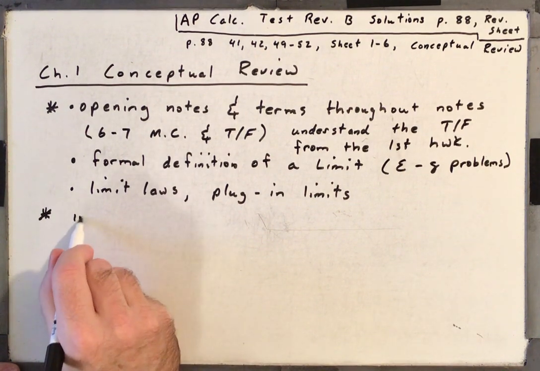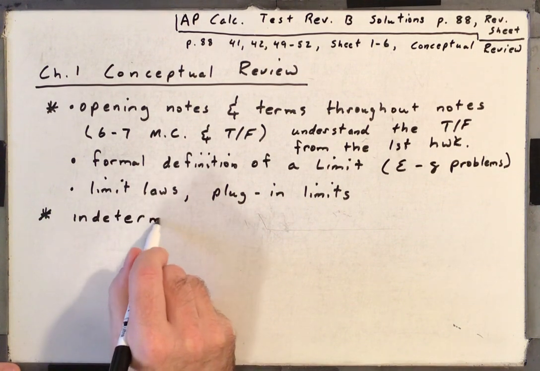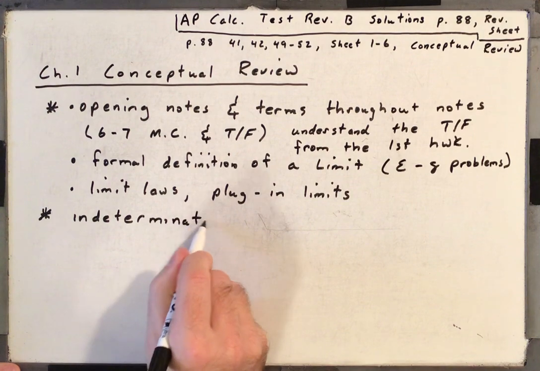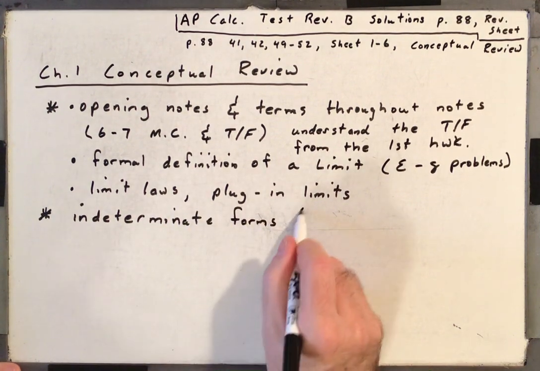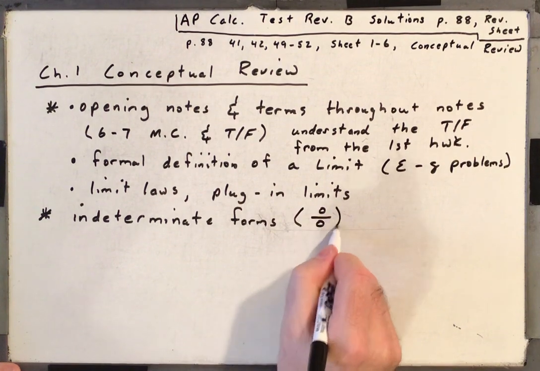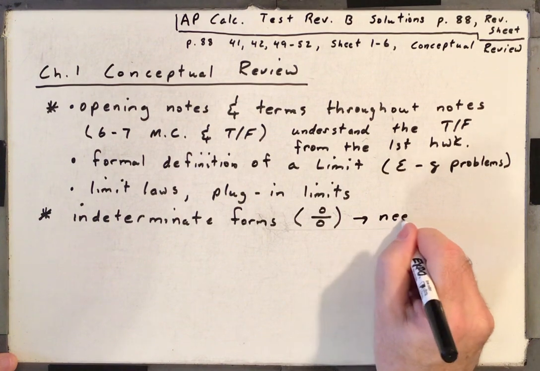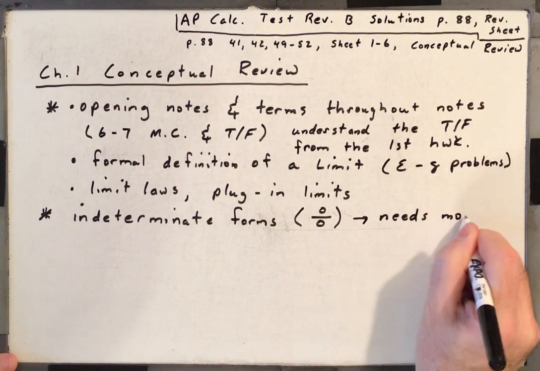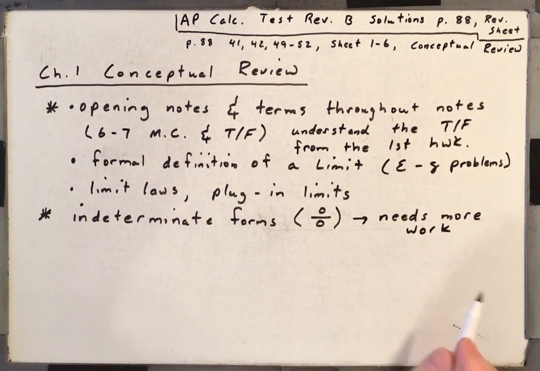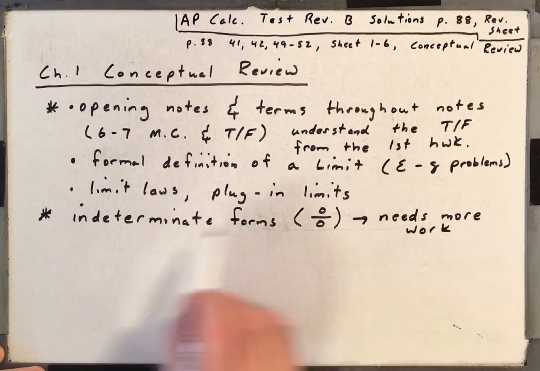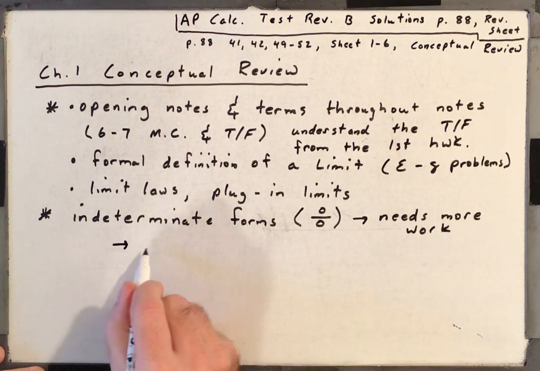then we got into the meat, I think, of this chapter, dealing with indeterminate forms. So that's where when you plug it in, you get 0 over 0, and it needs more work, right? And that is the bulk of this test. There's more questions about indeterminate forms than any other subject. So what kind of things did we have to do?